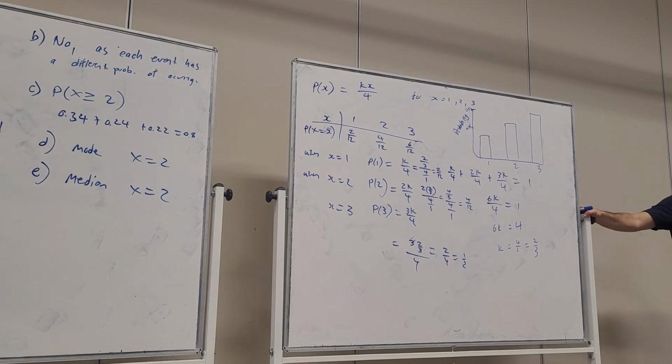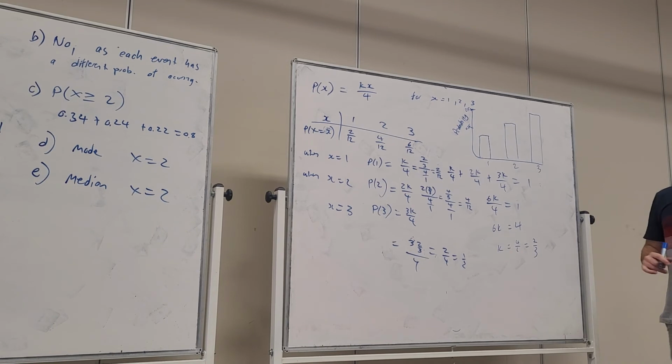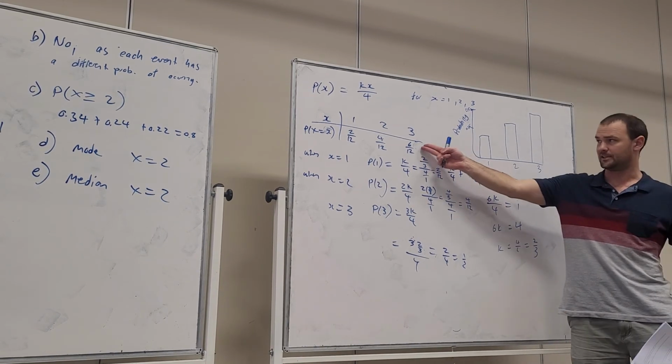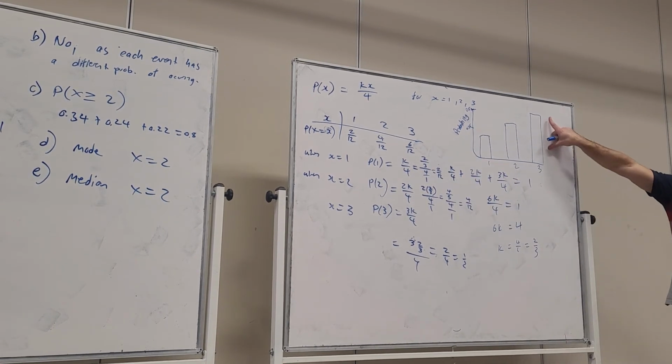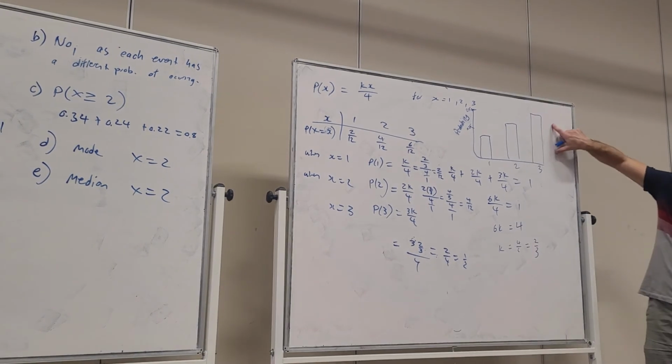And so you can see from both the graph and the table what's the most probable event of occurring. Well, here this has got a 50% chance of occurring. This is the biggest one, so this is more likely to occur.